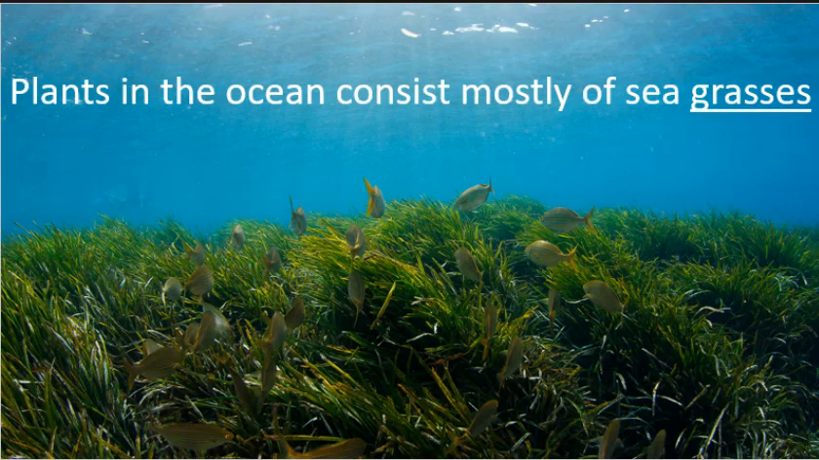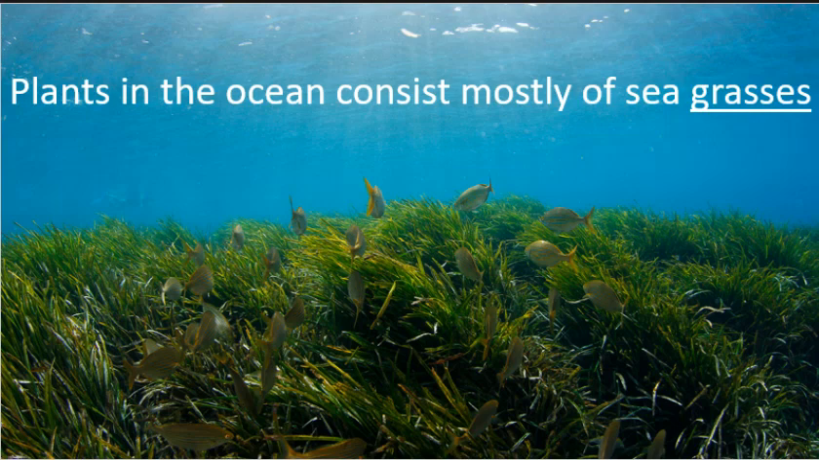All right, plants in the ocean consist mostly of grasses. We have two main kinds of grasses. We have one called turtle grass. Who do you think eats that? Turtles. And we have eel grass, and most of the eels kind of hide in that. So different kinds of grasses.